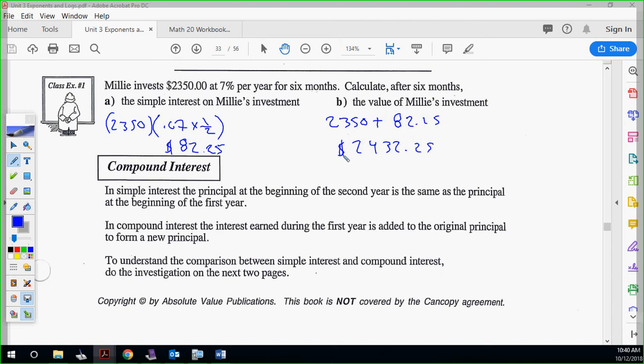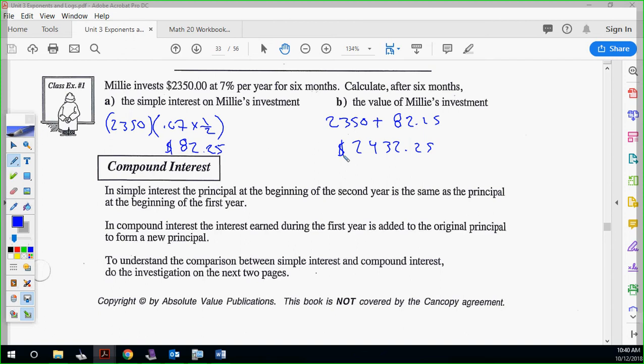Okay, that's just a quick run through with simple interest, very basic. Compound is a little bit more exponential. In simple interest, the principal at the beginning of the second year is the same as the principal at the beginning of the first year. It doesn't reset, because you're pocketing that money, so it's not compounding on what you made. In compound interest, the interest earned during the first year is added to the original, so you're putting it right back into the account, and now you're building off of that. So it's compounding. That's where the word comes from.